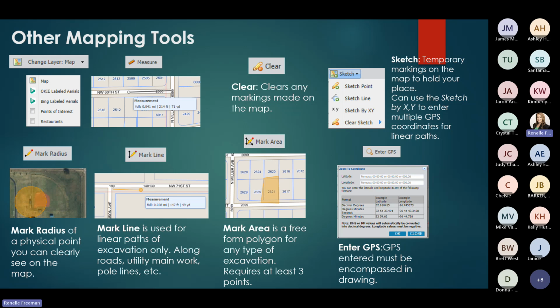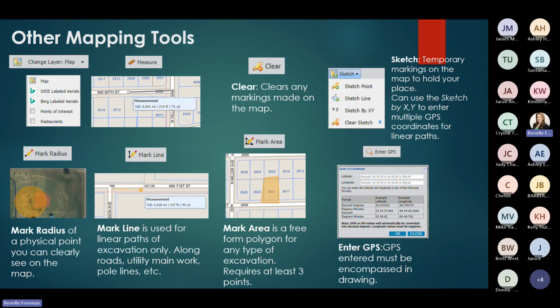The marking tools, we have 3 separate ones. The first one is the mark radius tool. Just as it says, it's a radius of a physical point that you can clearly see on the map, and that is our suggestion. If you're going to use this tool, it needs to be something you can see on the map that you're marking a radius around, or at least a very, very close area that you can see. So if you turn on the aerial, and in this example, you can see the dugout. If I needed a certain radius around that dugout, then you could use that tool, or an intersection or a stake or that sort of thing.